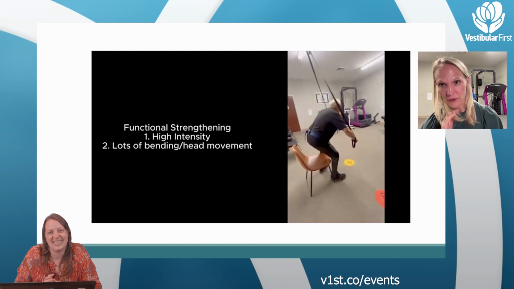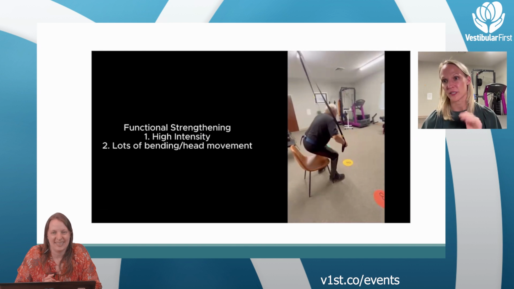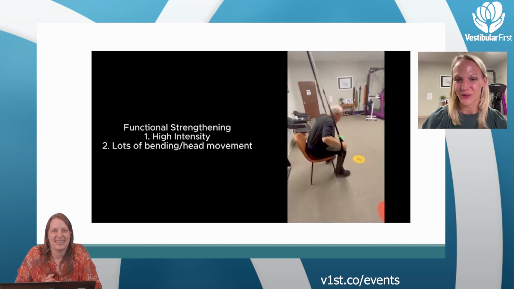So this is just more forward. I'm really trying to figure out how I can get his head down, forward bending, because that was a big trigger for him. So we're getting a little bit of an ab workout in the mix as well.